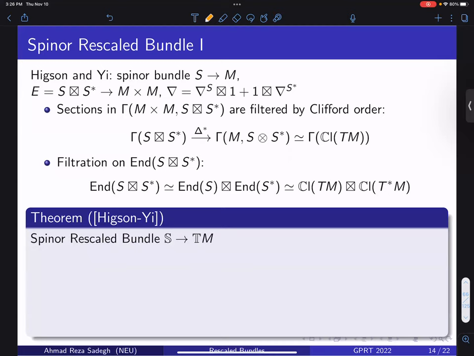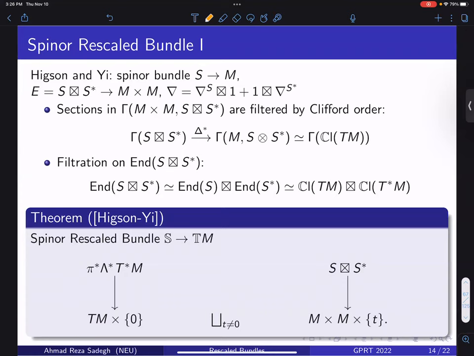And you obtain what they call in their paper a spinor rescaled bundle over the tangent groupoid of M. And as I said, it's given by this diagram, so I'll just repeat it here. Let me also explain why we care about the rescaled bundle. I care about it because it recovers local index theory in a sense, and it's very easily generalizable.